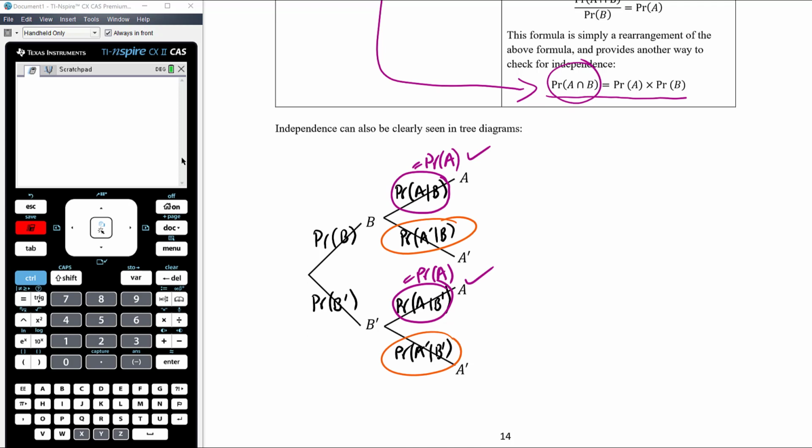you have independence. Okay, so this would just be the probability of not A. And this is also going to be the probability of not A, so they're going to be the same thing. So that's what you're looking for, that at that second stage in your tree diagram, the probabilities aren't being affected by what happened at the first stage. So the two purple probabilities would be the same and the two orange probabilities would be the same.